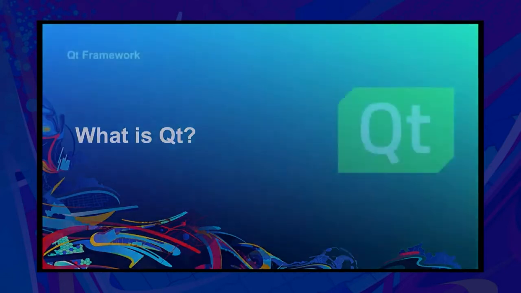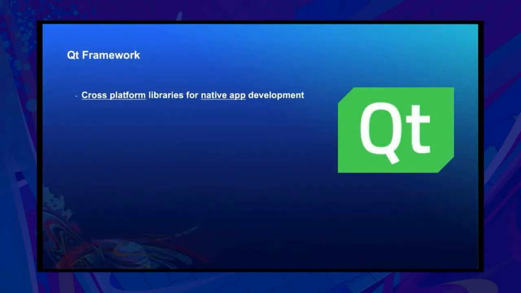So what is Qt? Qt is a set of cross-platform libraries for native app development. There's two key concepts I want to highlight there. Cross-platform, meaning you write your application once and it can run on many different platforms. The other being native apps, and this is in comparison to web apps. Native apps run natively on the device. Web apps run within browsers.